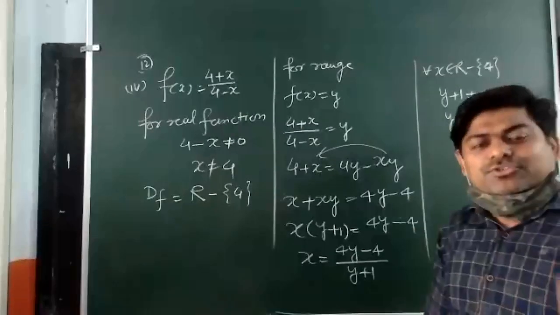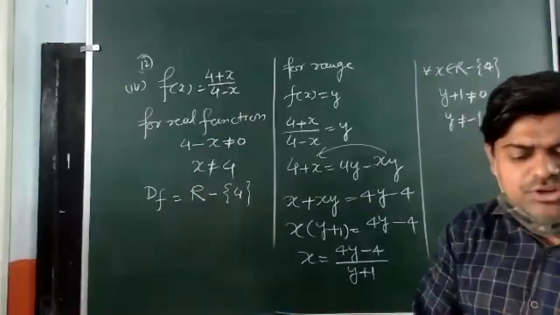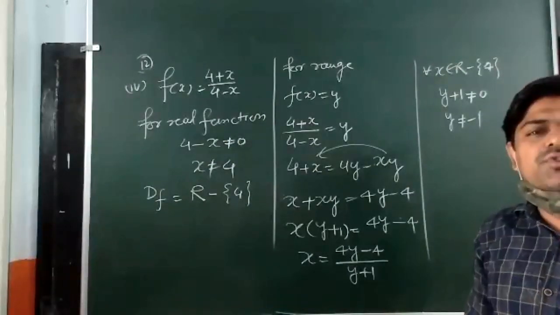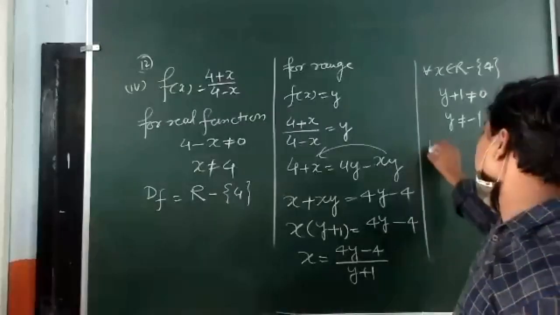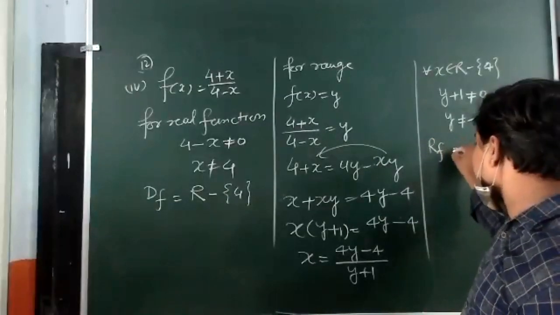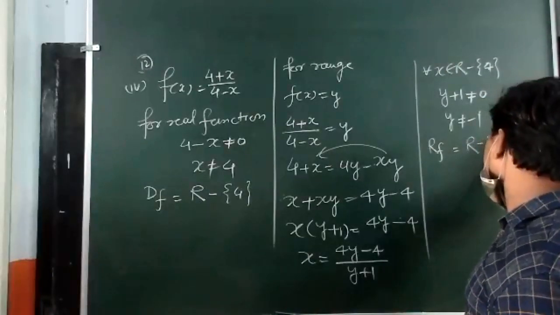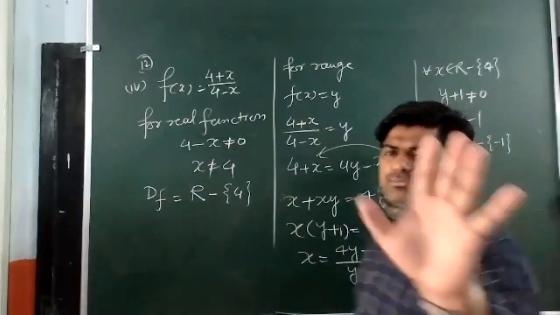Are you getting me? So if y is not equal to minus 1, it means except minus 1, all the real numbers will be the range. So what can I write here? Range of f is equal to all the real numbers except minus 1. Except minus 1.